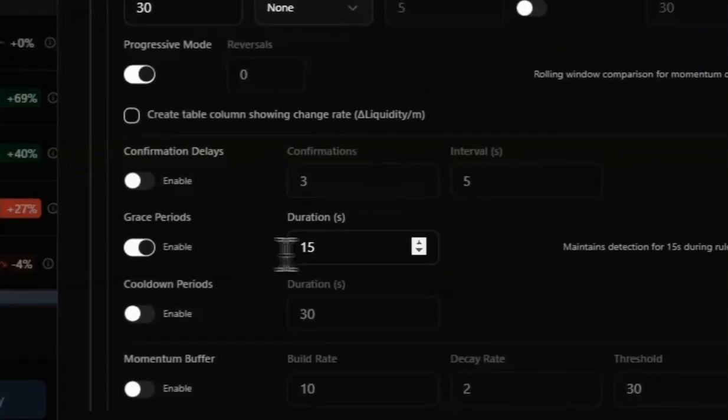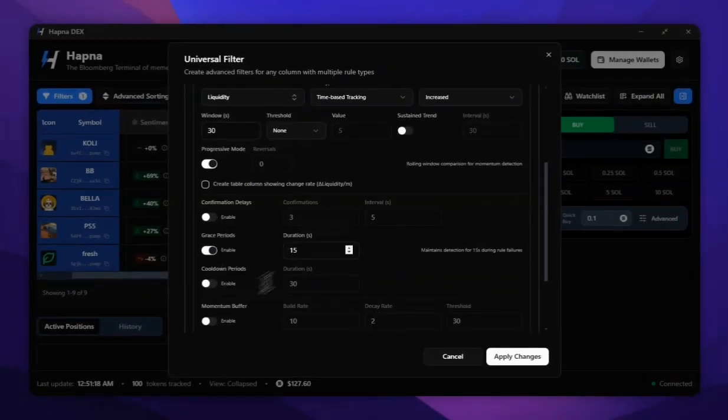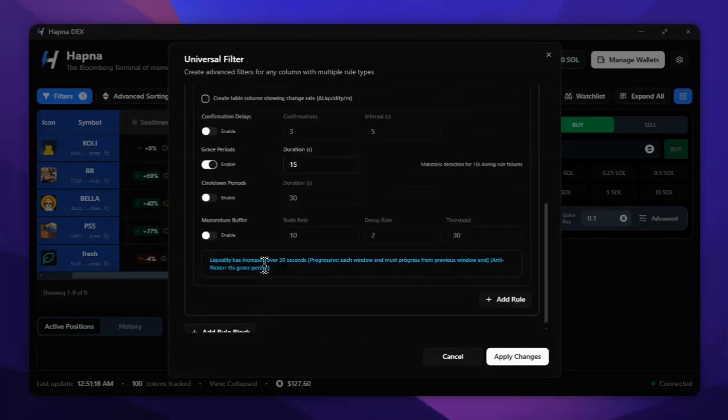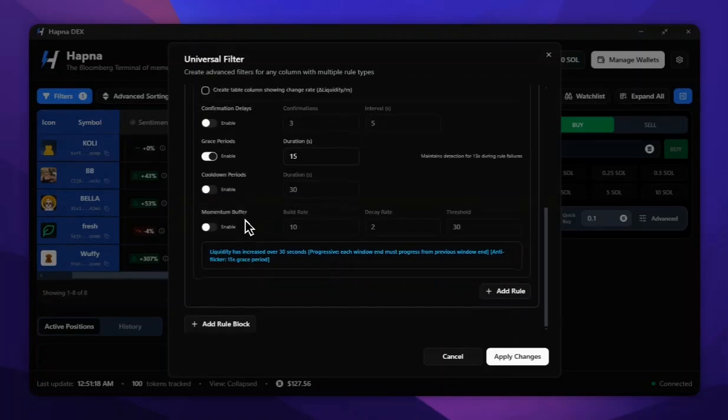We're going to get back to that later. And then we have the anti-flicker options. When you work with time series filters, it's super volatile. So the grace period in this example, you have, of course, other tools here, like the confirmation delays, the cooldown periods and the momentum buffer. I will explain them to you guys later.